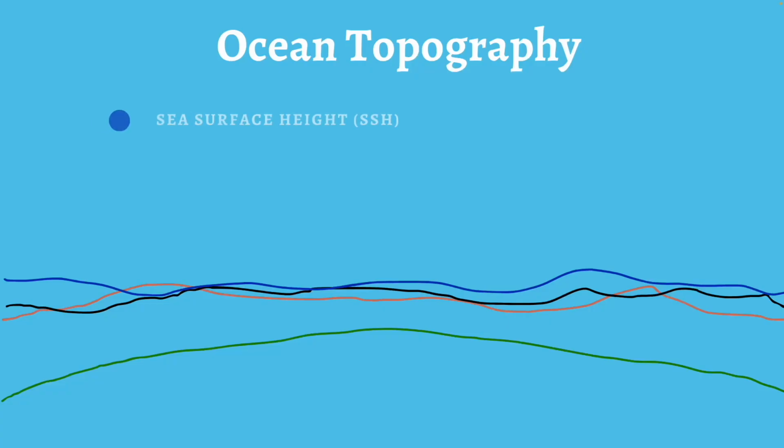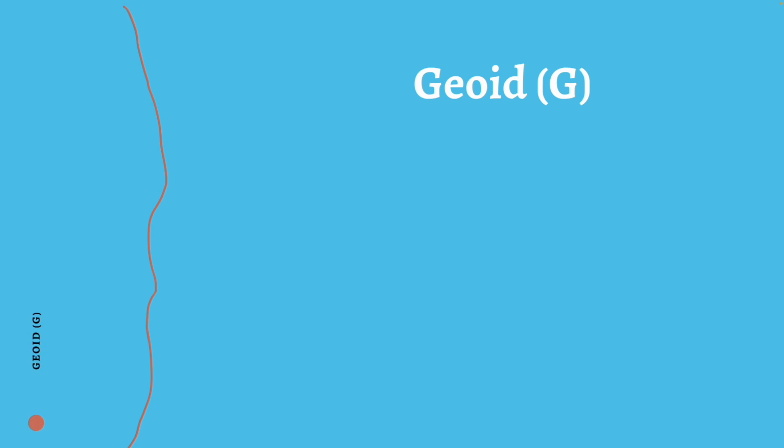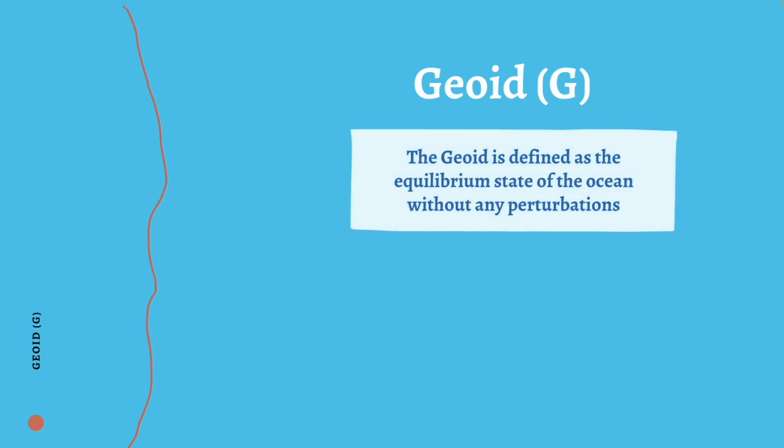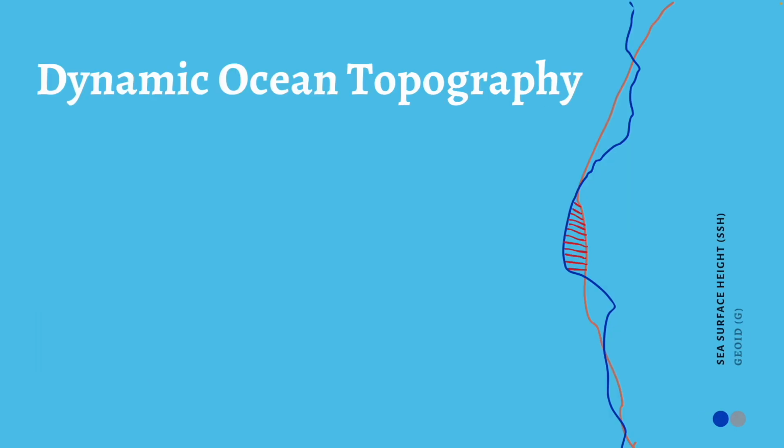Let's start by breaking down ocean topography to understand how sea level rise is calculated. These four values will be discussed in the following slides. Let's start with the geoid. It is defined as the equilibrium state of the ocean without any perturbations. This represents the state of rest of the ocean. Differences from the ellipsoid are due to local gravitational anomalies. These can be calculated and used by scientists for further understanding of oceanography.